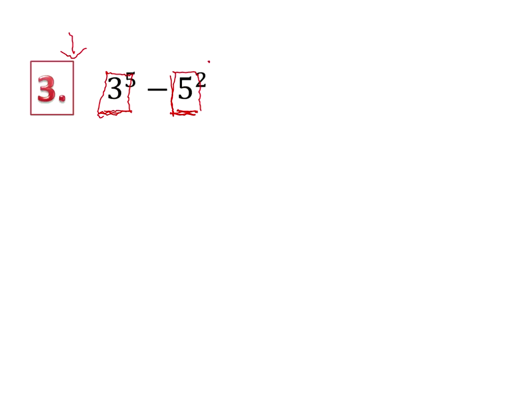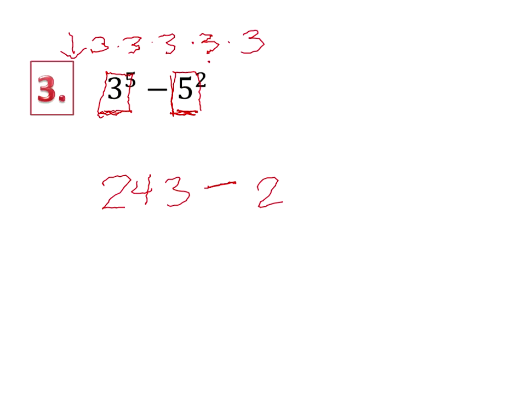If you went ahead and solved this, let's see if you would have gotten it correct. We have 3 to the 5th, which is 243. Remember, 3 to the 5th means I have 3 times 3 times 3 times 3 times 3. Then 5 squared means 5 times 5, which is 25. So we can get a real answer for this. I would get 218. That's my real answer, but I asked you to leave the answer in exponential form.